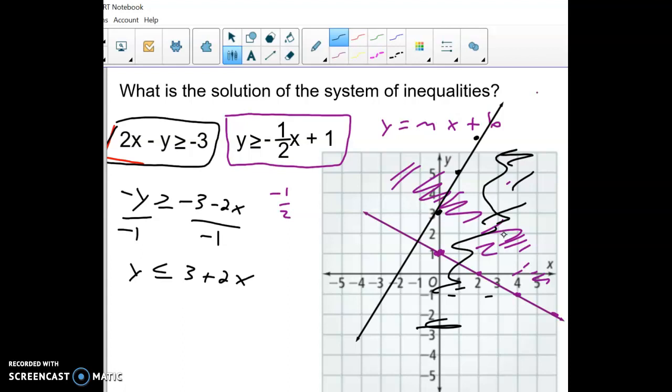Okay, and so where are our answers? I think that's the interesting part here. Now that we've graphed it and shaded, we have two graphs, but where do you think the answers are?